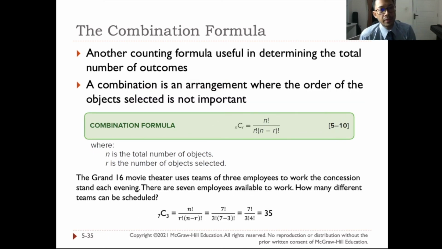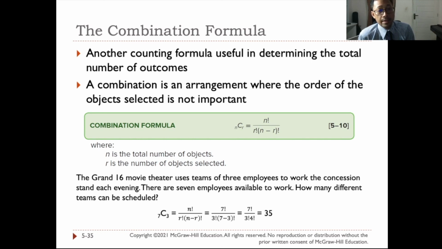Now another counting formula useful in determining the total number of outcomes is the combination. A combination is an arrangement where the order of the objects is not important. This is different from a permutation, because in a permutation the order of the objects selected is important. The way you read a combination is n choose r, and it's the ratio of n factorial divided by r factorial multiplied by n minus r factorial.